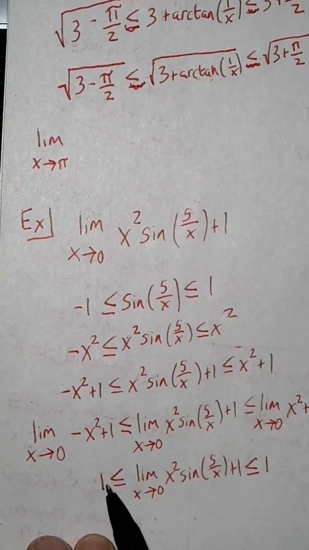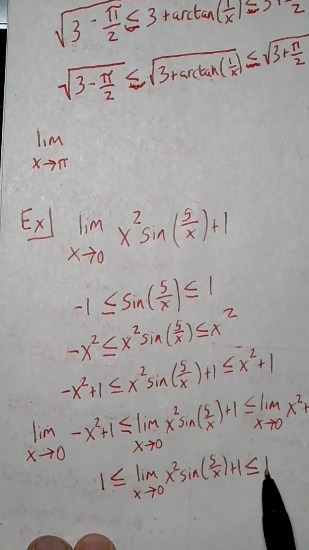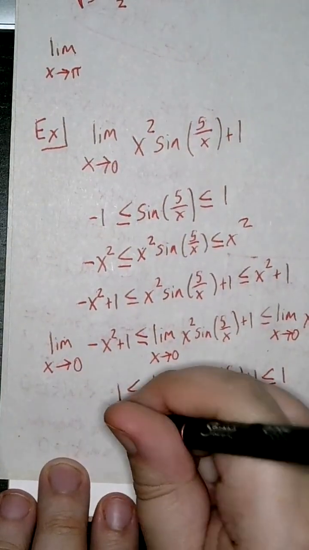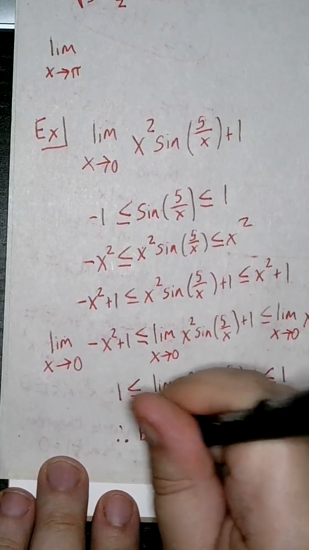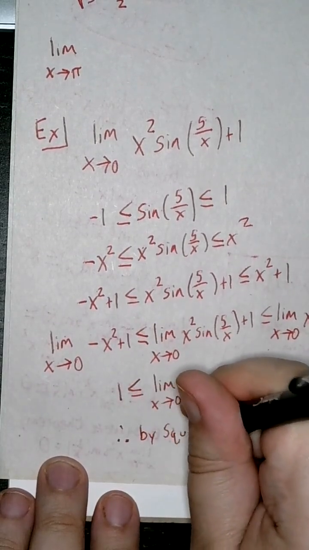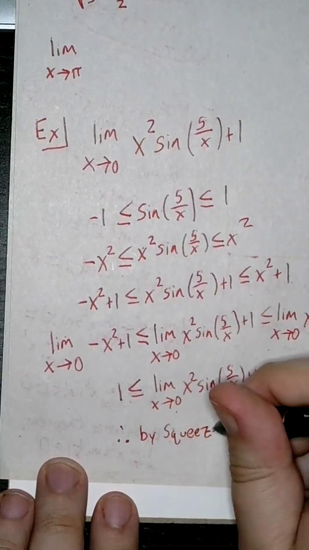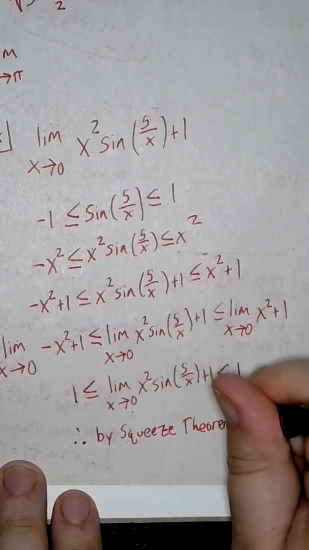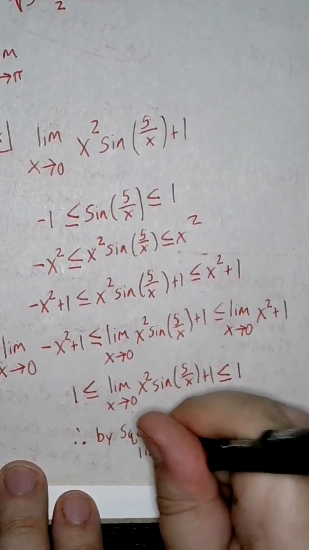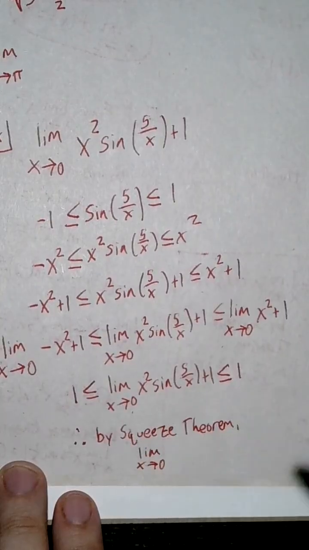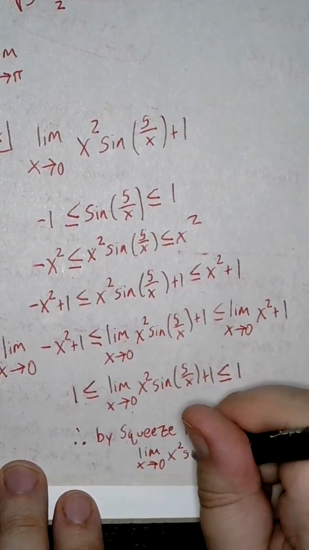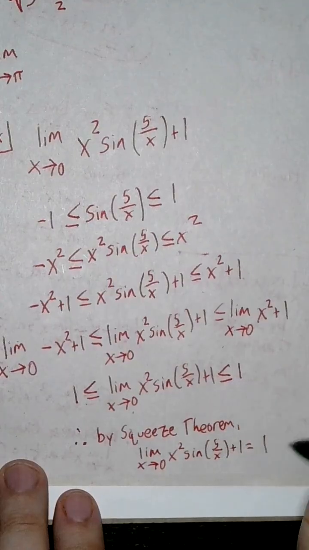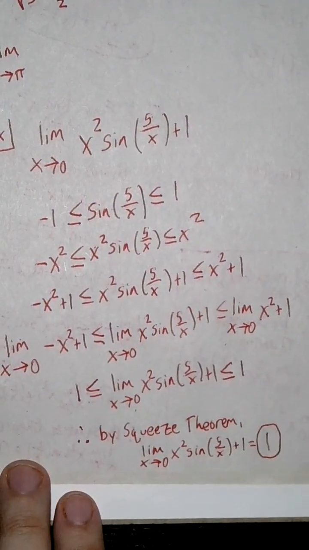But I do know a number that's both equal to 1 and equal to 1, which means by the squeeze theorem, the middle would be 1 as well. That's right, ISI. Therefore, by squeeze theorem, the limit as x approaches 0 of x squared times sine of 5 over x plus 1 is equal to 1. And that is it.